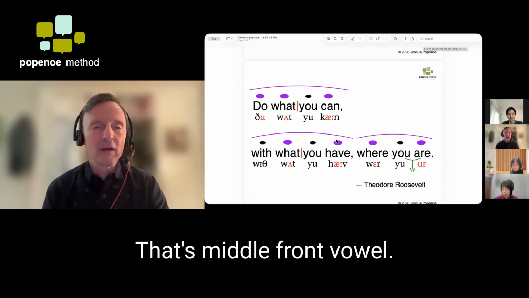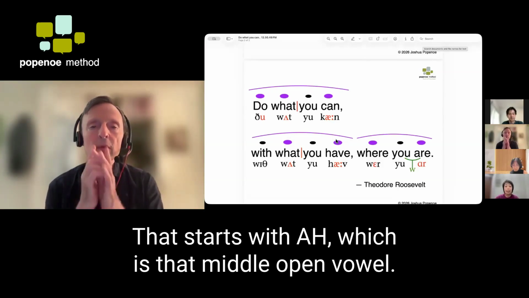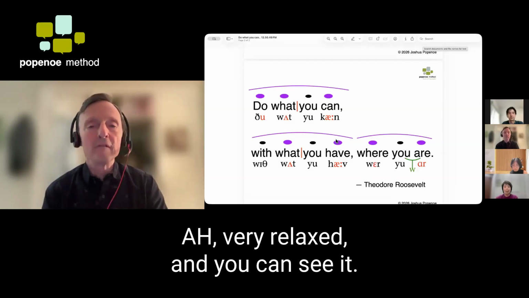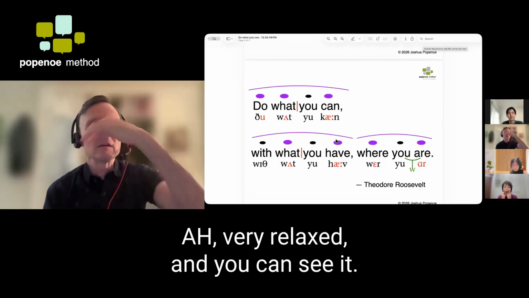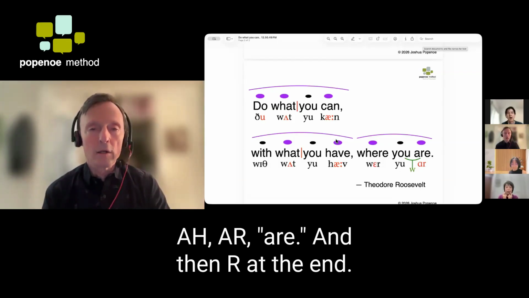That's middle front vowel. Where, when, where. And the last one, are. That starts with the middle open vowel, very relaxed, and you can see it. The top lip is curved. R, and then R at the end.